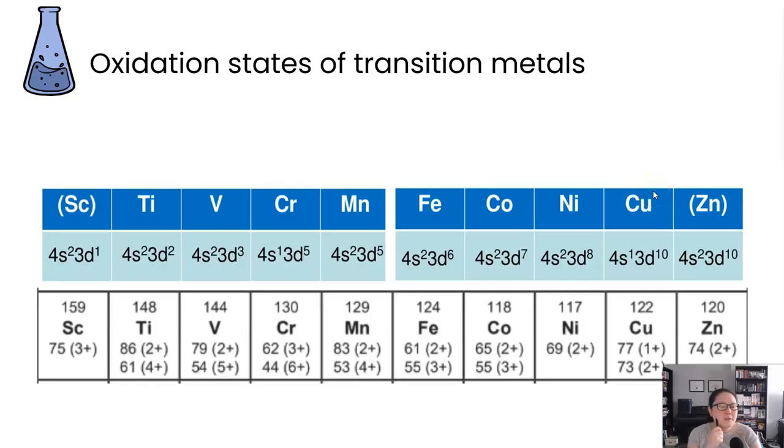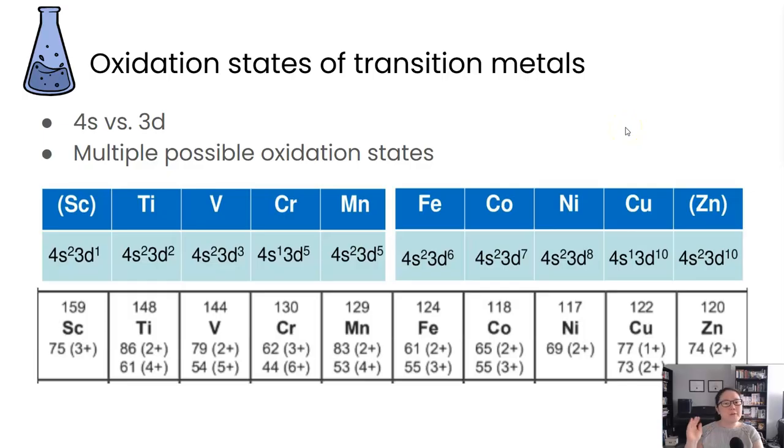So the first big thing that makes transition metals different from the other metals is the fact that you can have multiple oxidation states. And a lot of this has to do with the fact that 4s and 3d have very similar energies. Sometimes one counts as higher than the other, but they are very similar to each other. This all leads to the fact that they can have multiple oxidation states.